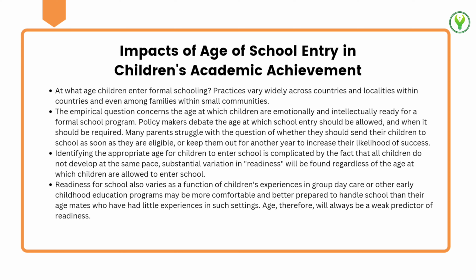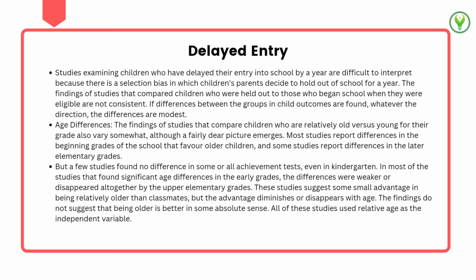Studies examining children who have delayed their entry into school by a year are difficult to interpret because there is a selection bias in which children's parents decide to hold out of school for a year. The findings of studies that compared children who were held out to those who began school when they were eligible are not consistent. If differences between the groups in child outcomes are found, whatever the direction, the differences are modest.